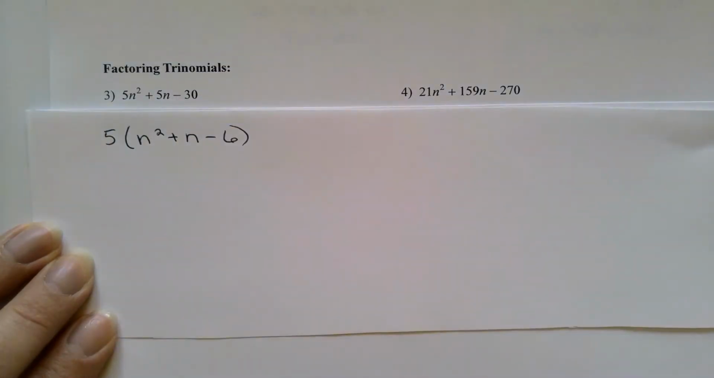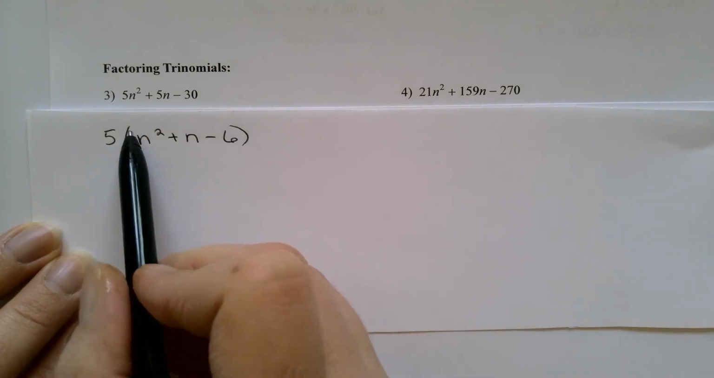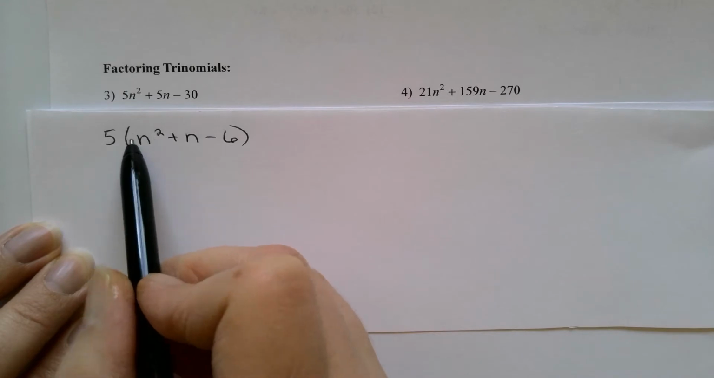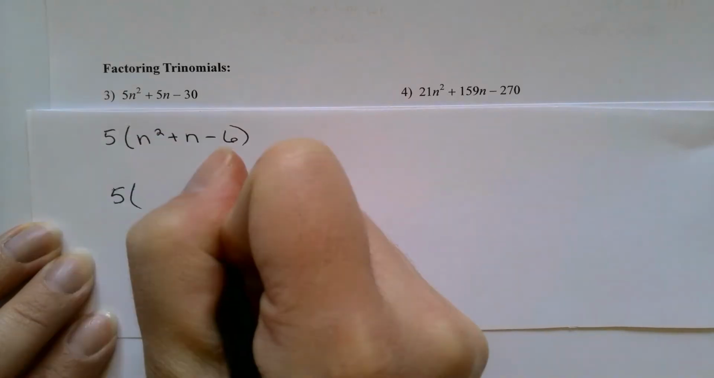Okay, so now that I've gotten that, this is your basic quadratic trinomial, and what's nice is that a, the number in front of n squared, is 1, and that makes factoring easy. So I'm just going to go right into reverse FOIL.